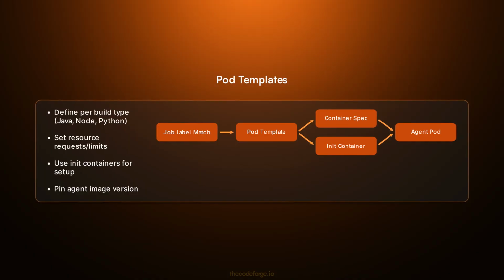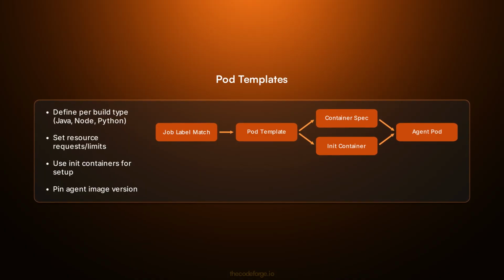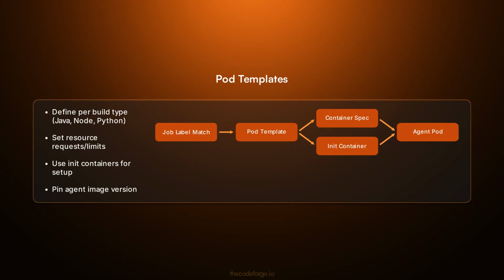The pod template defines the agent's container spec, including image, resource requirements, environment variables, and volumes. We create multiple templates for different build types and pin the agent image version to avoid unexpected changes.